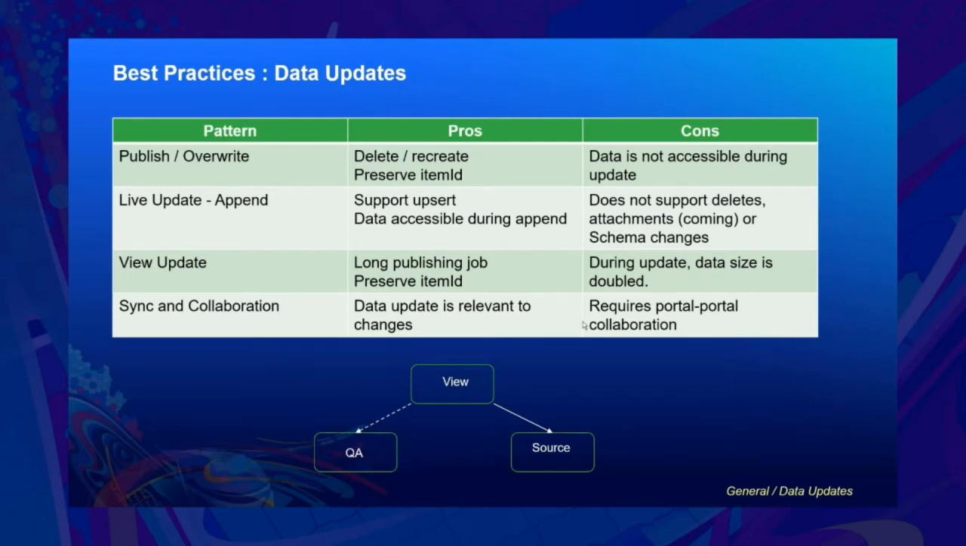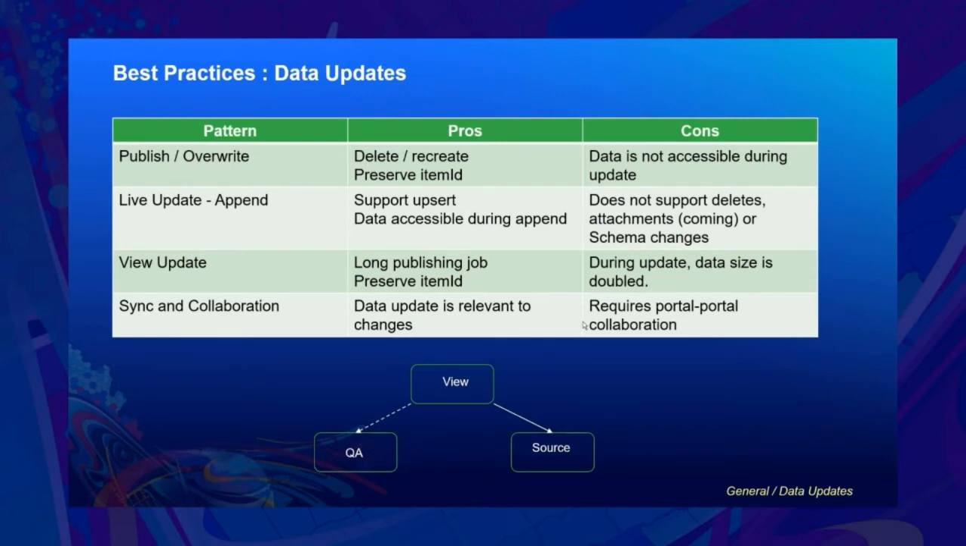Live update and append is also a very promising approach to update data. It does support upsert, which means you can insert new data and update existing data, and that's where you need the unique index to be sure that we can match the existing features. You'll see that the data is fully accessible during append. So this is somewhat of an advantage over publish with override. The only thing is that if you want to update the schema, or if you have deletes, attachments, or any other schema changes, those wouldn't be taken care of by the append.